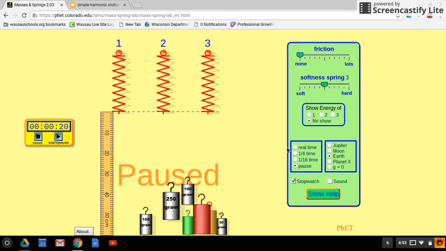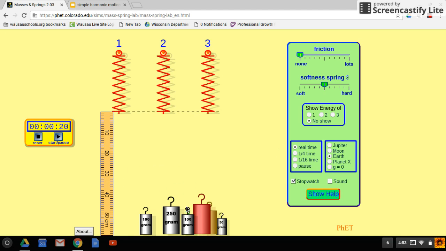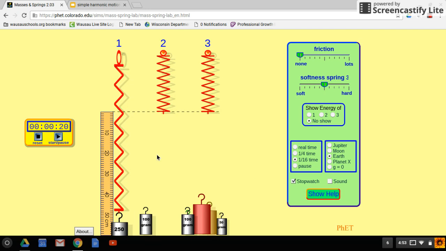So let's see what happens here. If I apply a mass onto this spring, let's notice what happens. It stretches it. I'm going to slow this down again. It stretches it quite a bit.